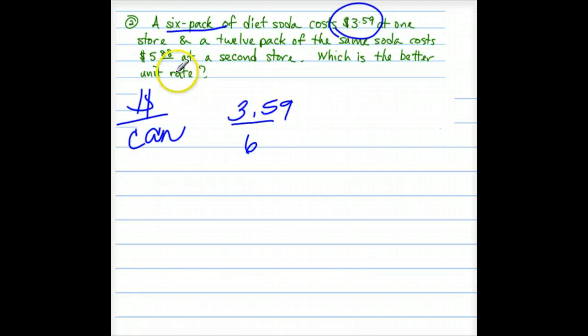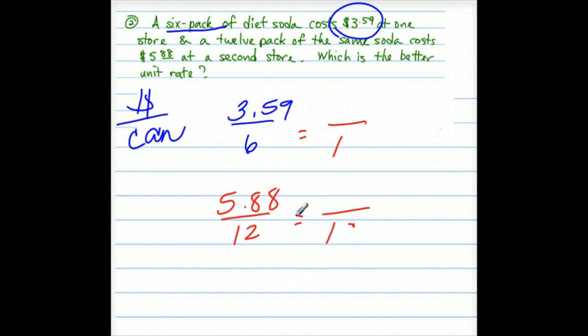And at the other store, I can get 12 cans for $5.88. I'm going to make these unit rates. So I want per 1 can is what I'm solving for. To get to 1, I'm going to divide by 6 to the bottom and to the top.